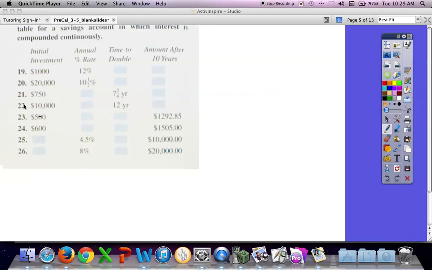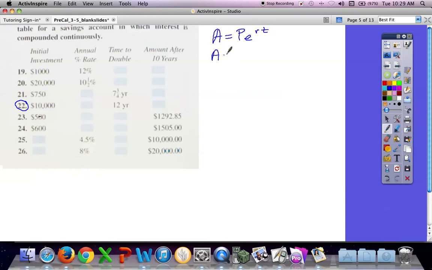Okay, now we're going to do number 22, where we know the initial investment and the time to double. But in order to use this formula, we need to know the P and we need to know the R, right? So right now, the only thing we know is the P. So let me write in, here we're using this formula.